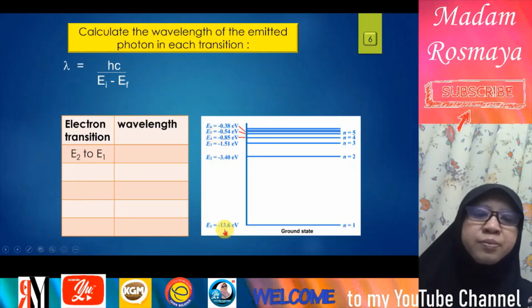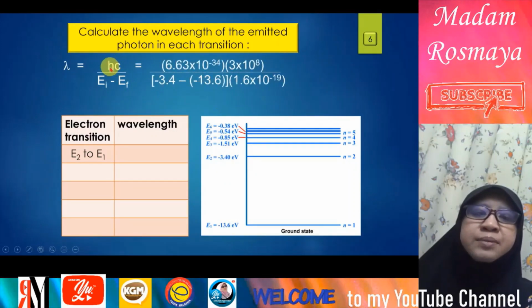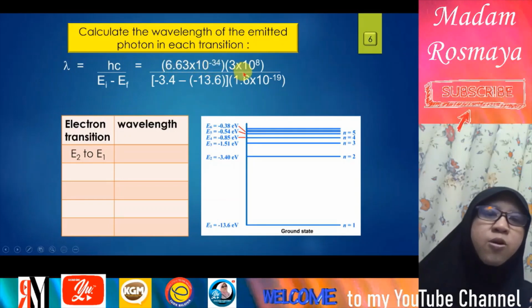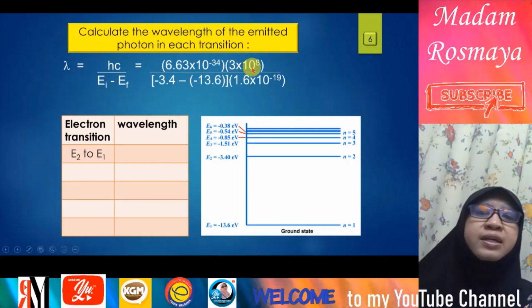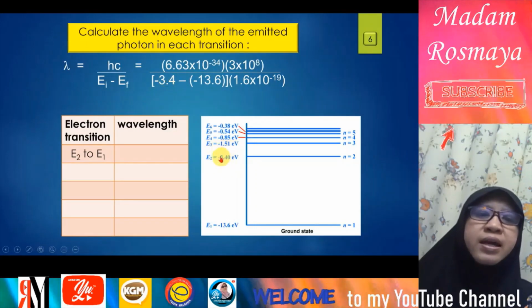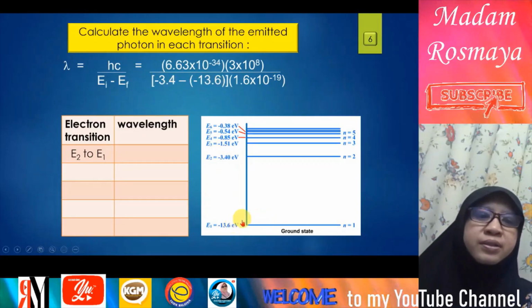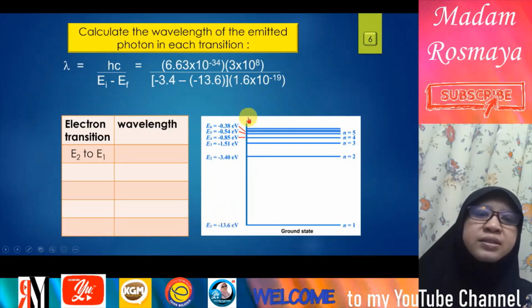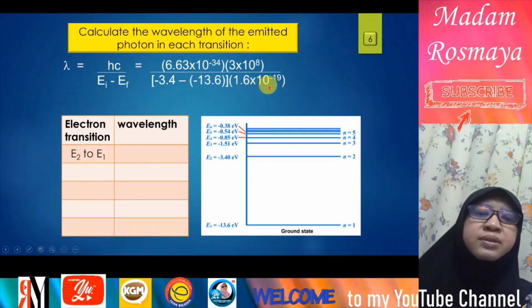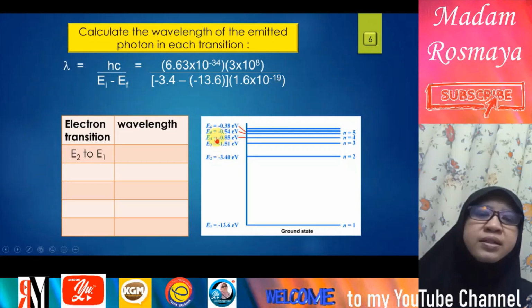So we substitute the Planck constant 6.63 times 10 to the power of negative 34, then the speed of light 3 times 10 to the power of 8. So the energy at n = 2, level 2, is 3.4, and the ground state energy is 13.6, divided by 1.6 times 10 to the power of negative 19, because this is in electron volt.